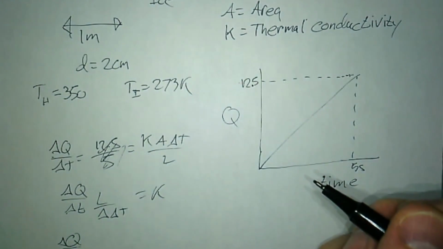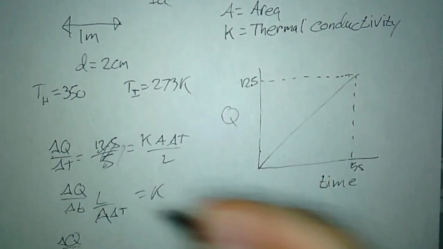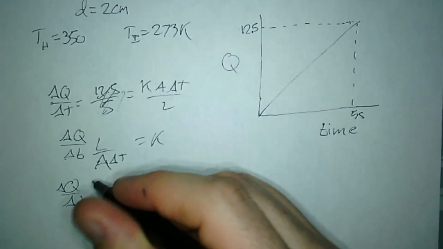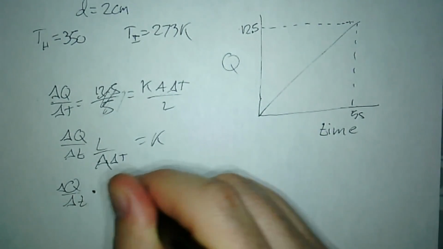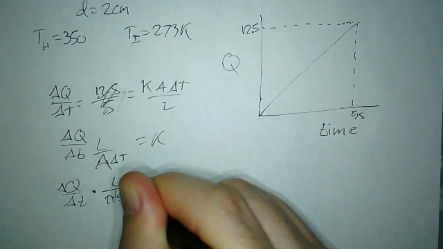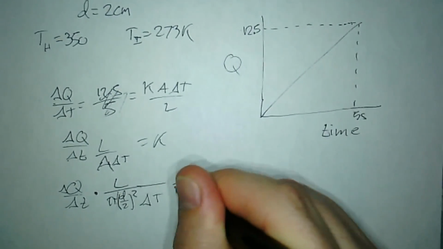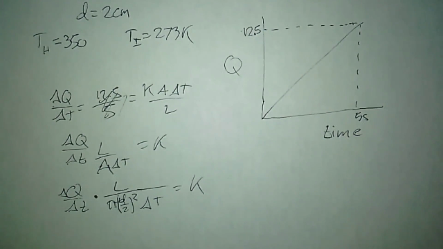I think that first one's supposed to be an A. There we go. The slope of my graph times L times pi times d over 2 squared, because it gave us diameter, not radius. I'm using diameter, times delta T is K. So now just put numbers in, and I'll get back to you with that answer.